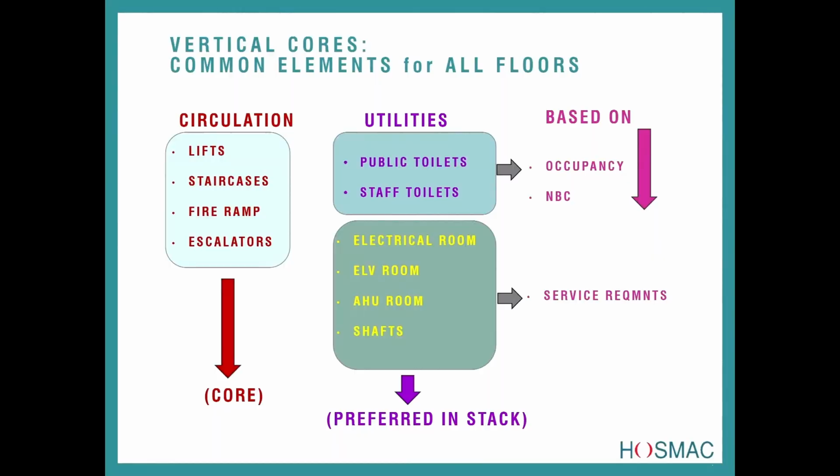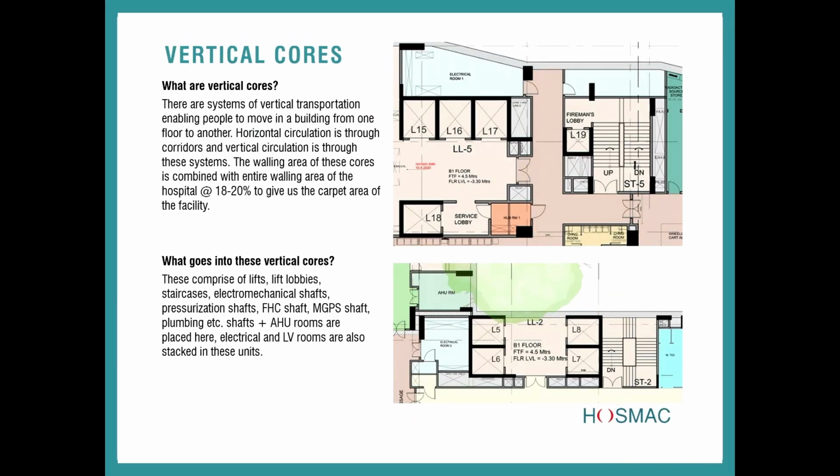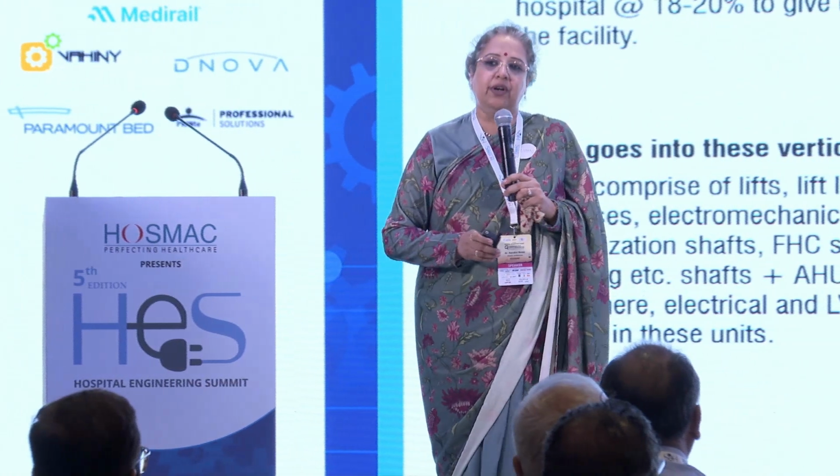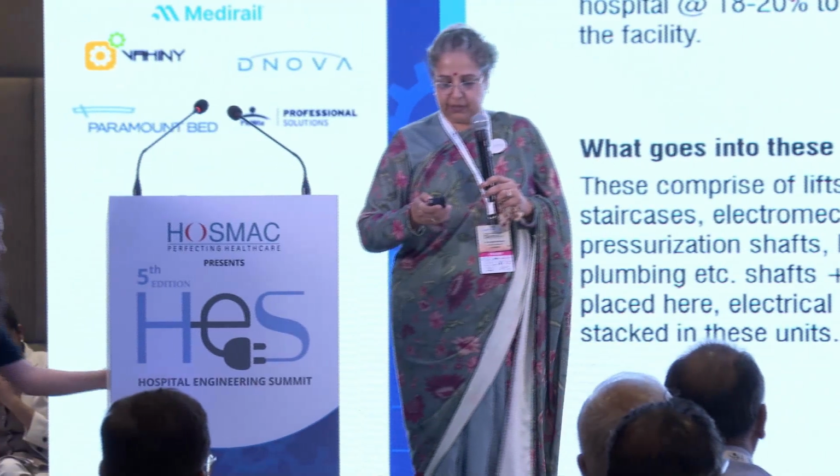So based on the occupancy and the NBC, these can be established. The vertical cores here is an example where one is able to see all the shafts are near the corridors. These lifts, this is a service lobby. All the shafts again, a fireman's lobby and staircase. Further on, I'll show you that there is the HE room, the electrical room, all stacked in one place. These are very good places and positions for services to be placed in a hospital.